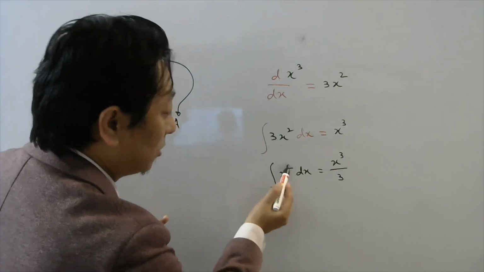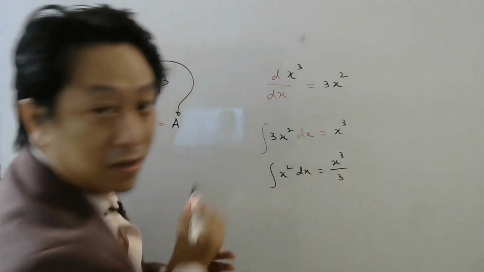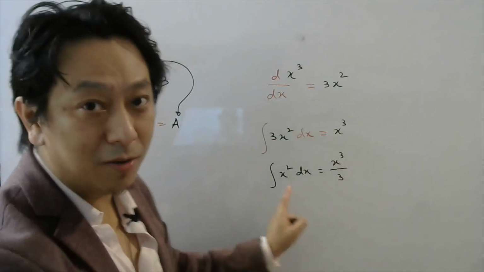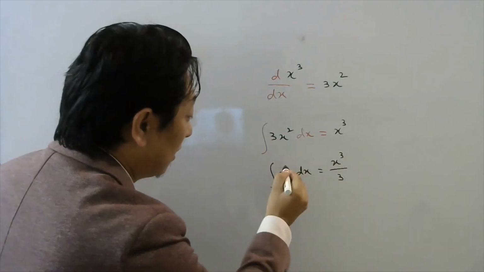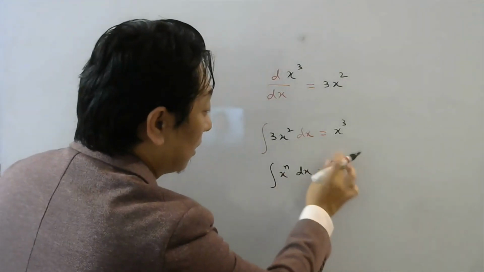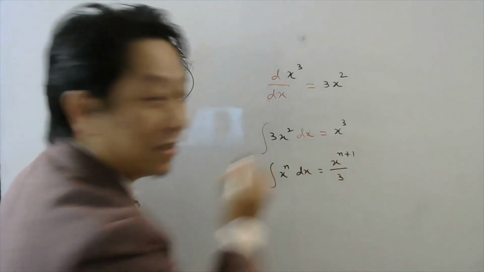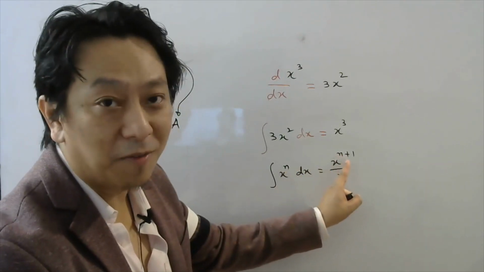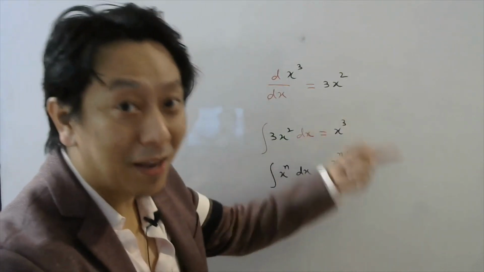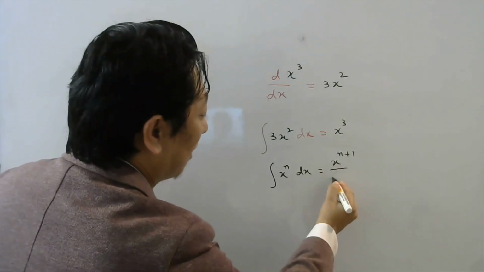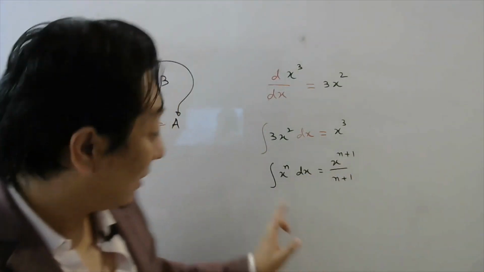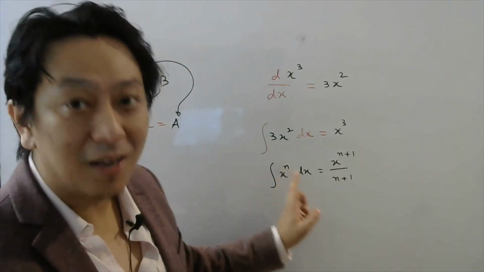Here power is 2 and here it is 3. So this is 1 more than 2, isn't it? 3 is 1 more than 2. So if this was n, this would be what? N plus 1, isn't it? Because when this was 2, this was 3. So if this is 4, this will be 5. So if this is n, this will be n plus 1, and in the denominator we have n plus 1. So this would be the formula for integral of x power n dx.